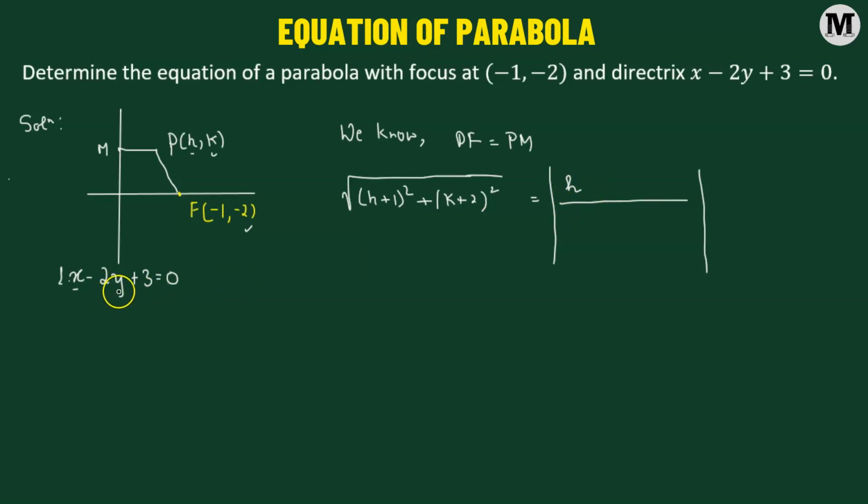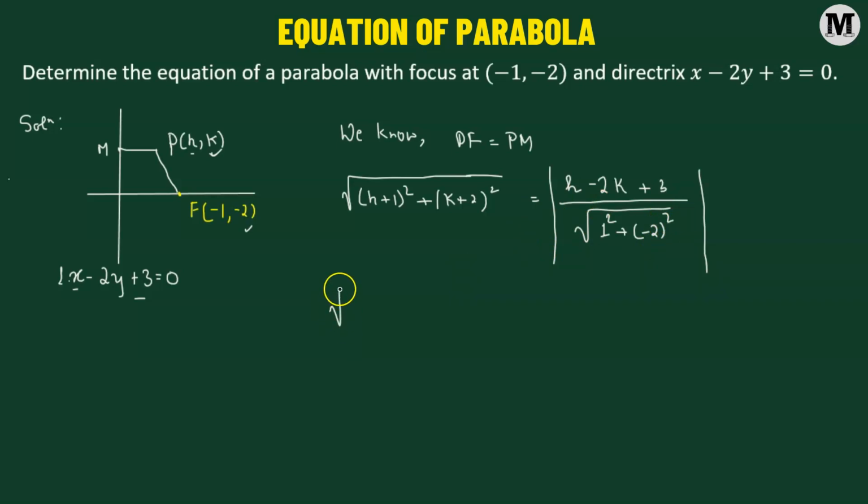Then we'll take the coefficient of y of the directrix line. That's -2. -2 gets multiplied to the y coordinate of point P. So we get -2 times k. And then we have the constant term, that's plus 3. This will be divided by the square root of the sum of the squares. That means we take the coefficient of x, that's 1, square this value, and add it to the square of the coefficient of y. That's (-2) squared.